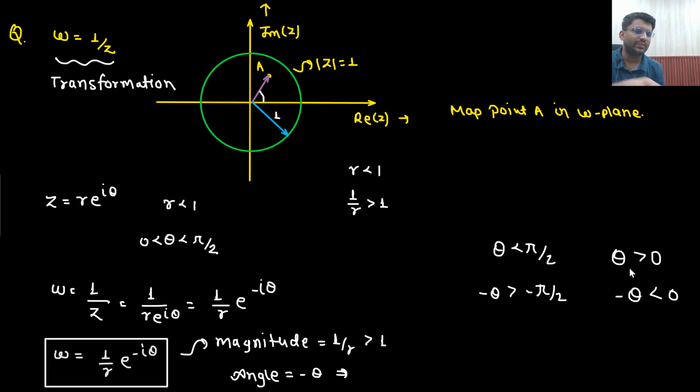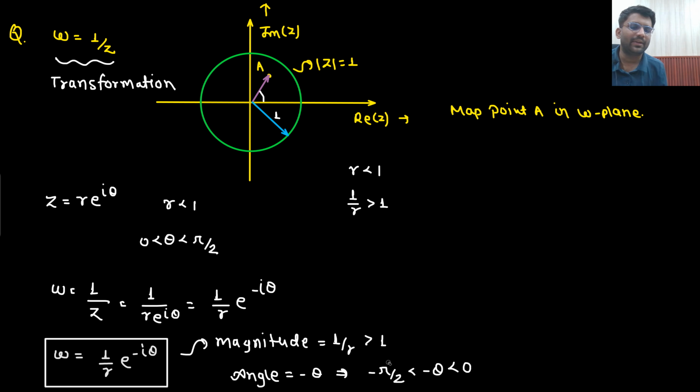Multiply with a negative sign on both of the sides, then the sign will also change. Right? So what does that mean? That means minus theta would be greater than minus pi by 2 and less than 0. That means your complex number is having a magnitude which is greater than 1.